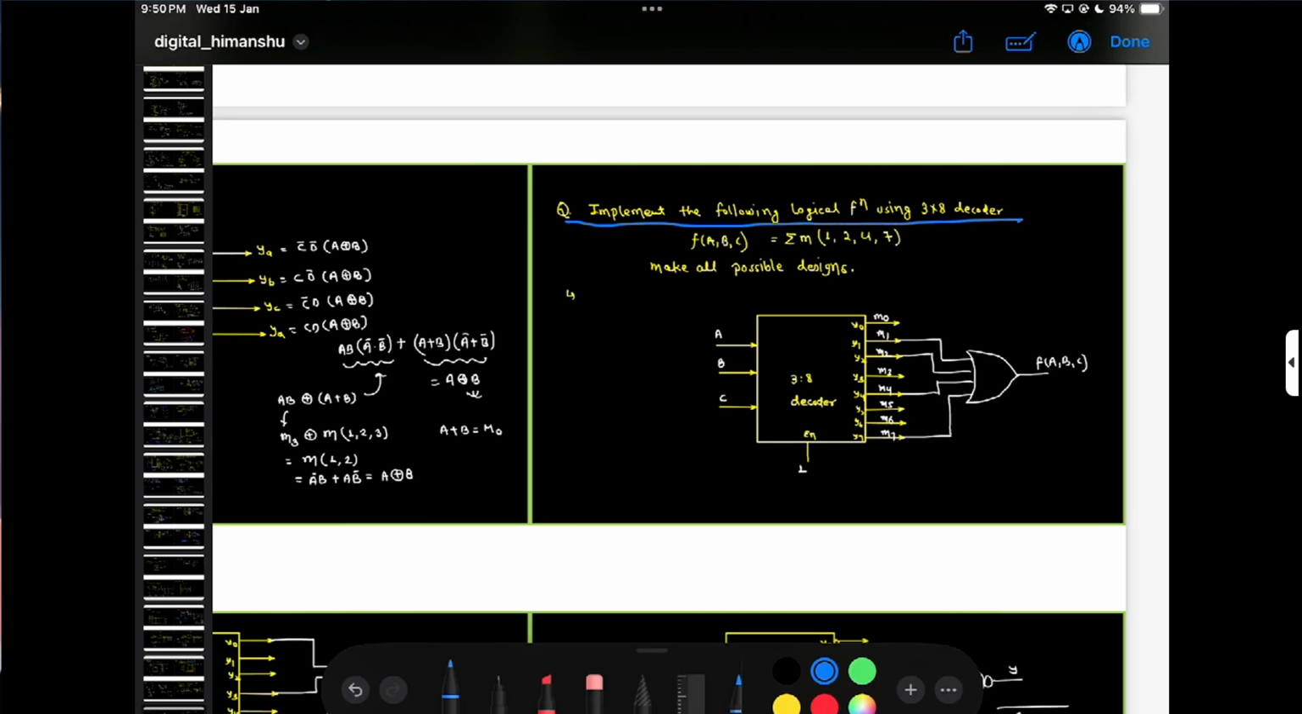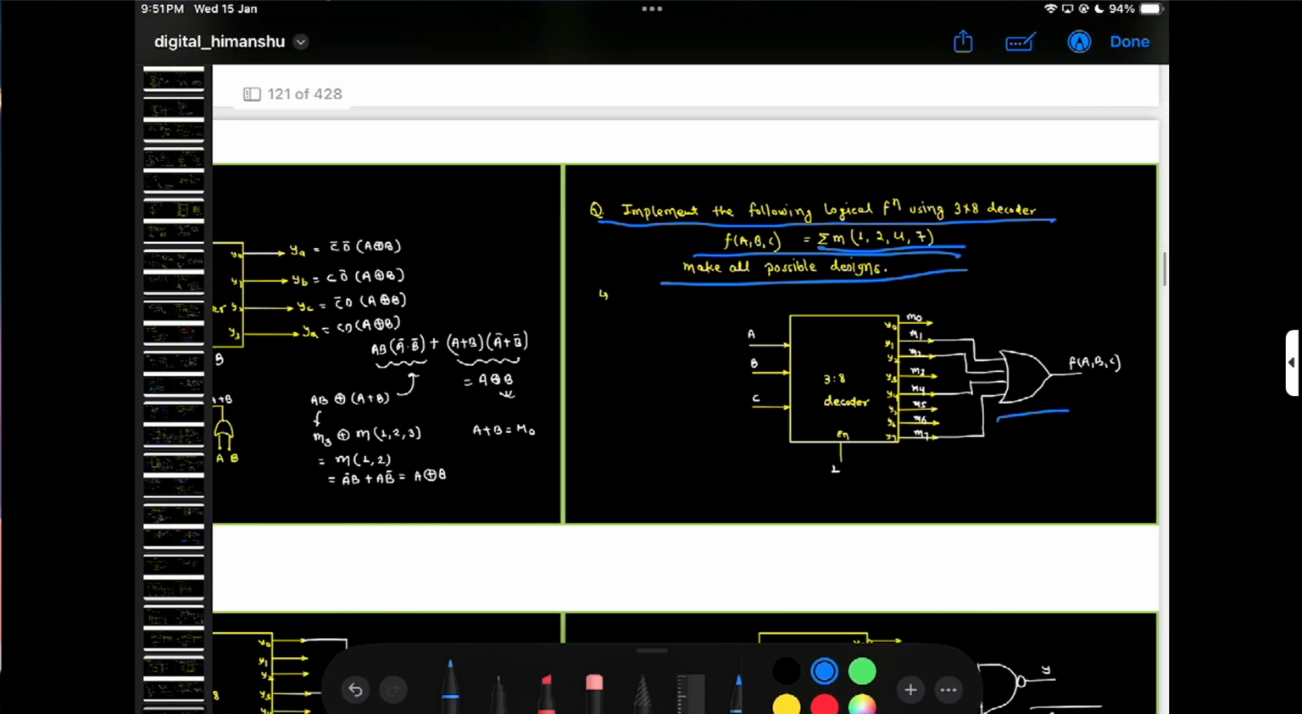Implement the following logic function using 3 to 8 decoder. Make all possible designs. So from the decoder, A B C, where C is my LSB. We first go through the active high output, so we just take the outputs and do OR.